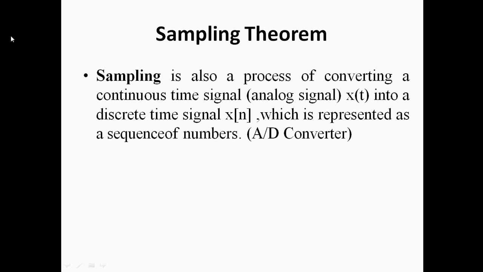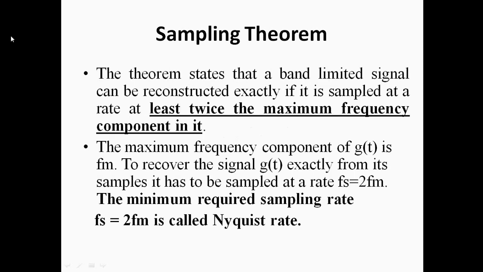Hence, it was proposed in the sampling theorem that to get back the original signal, a band limited signal can be reconstructed exactly if it is sampled at a rate at least twice the maximum frequency. You have to underline the marquee sentence here: twice the maximum frequency. This is the Nyquist sampling rate. So this is what was proposed by Nyquist.